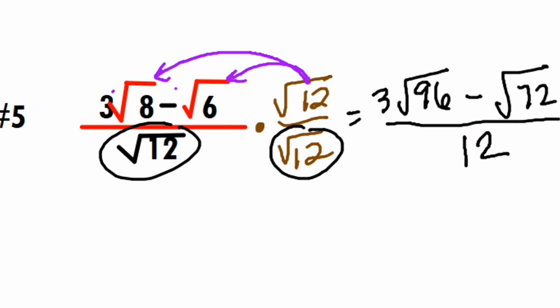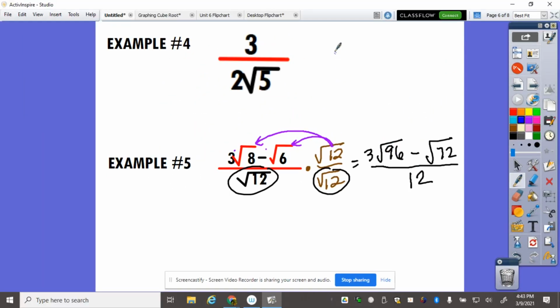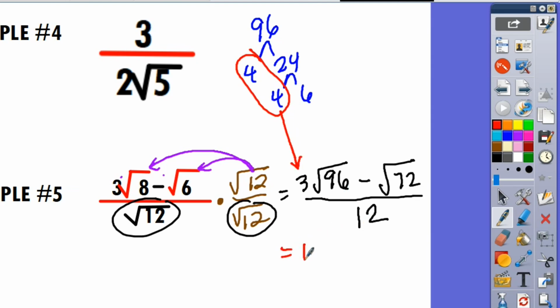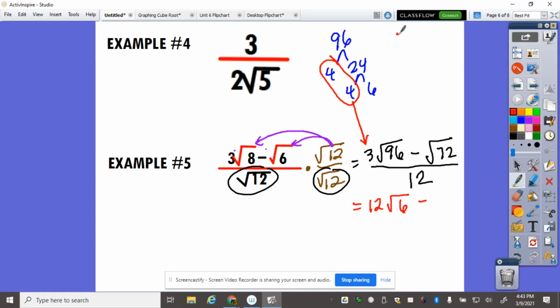Okay. Next, now we break down the 96. 96 can be broken down to what? 96 is 4 and 24. 24 is 4 and 6. There you go. I know I'm going to have 4 square root of 6. The 4 will step out and I have a 3 as a coefficient, that becomes 12 square root of 6. Next, 72. If I break down the 72, I have 36 and 2, and 36 is 6 and 6. I have a pair of 6 there, so that becomes 6 square root of 2 over 12.